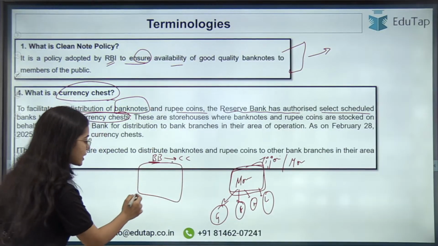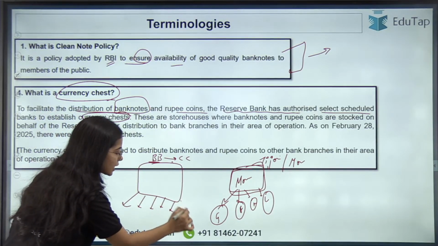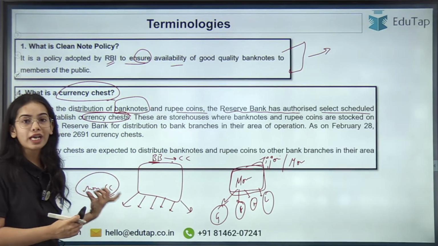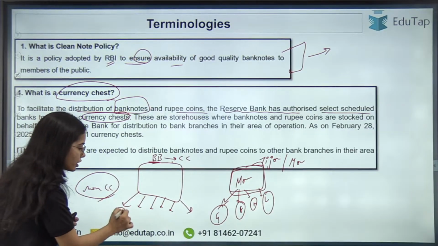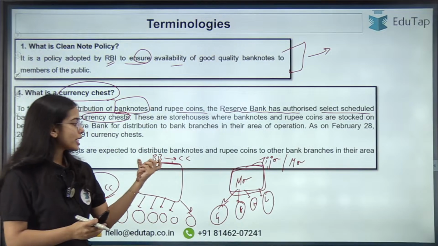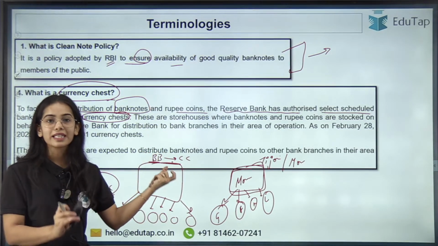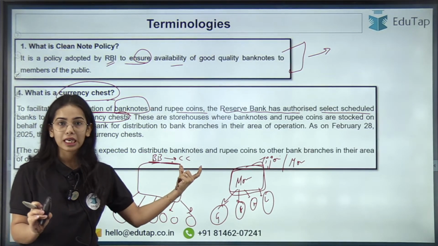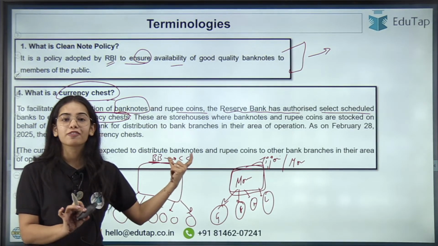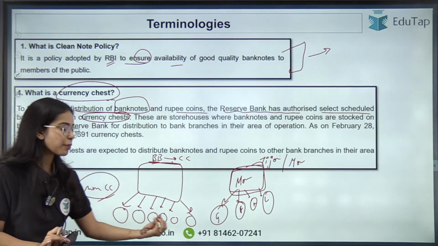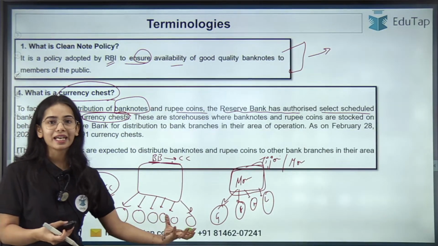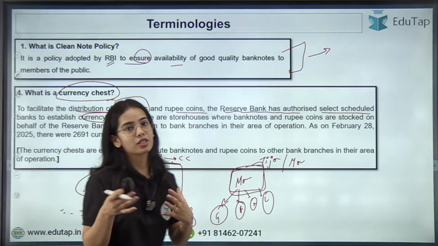From this currency chest, there are other bank branches, the non-currency chest bank branches, that do not have the currency chest. So they receive the money from this currency chest. There are certain bank branches authorized by the Reserve Bank of India to become the currency chest, and the RBI provides the banknotes to this currency chest. From this currency chest, the other bank branches can get the money.